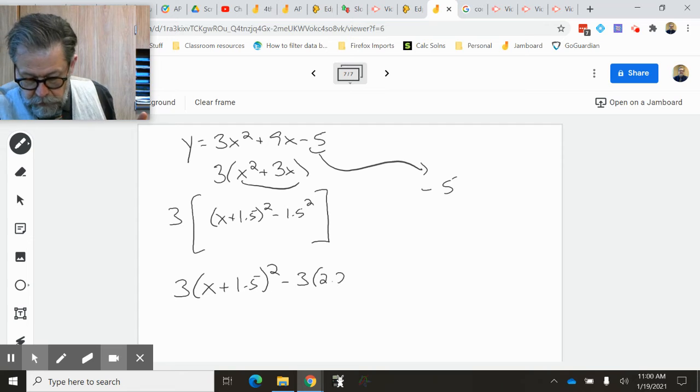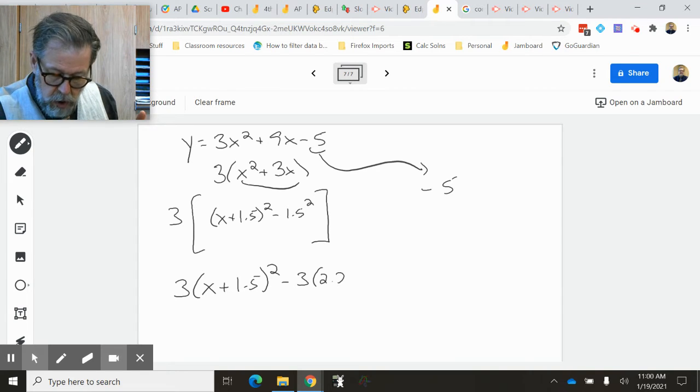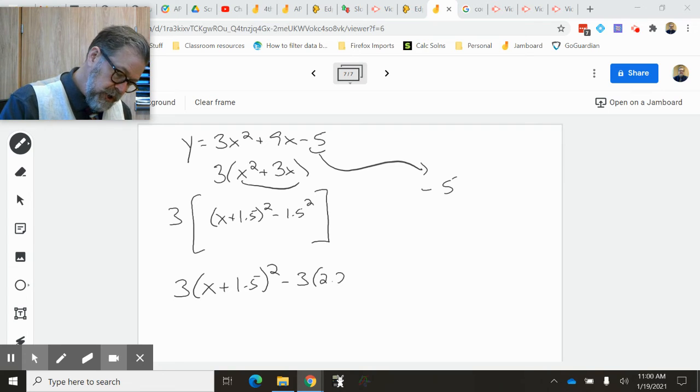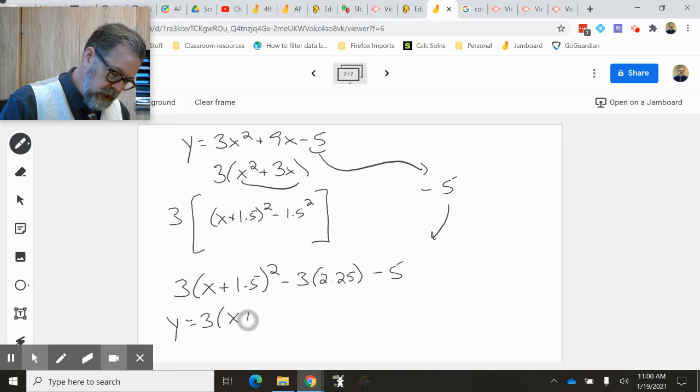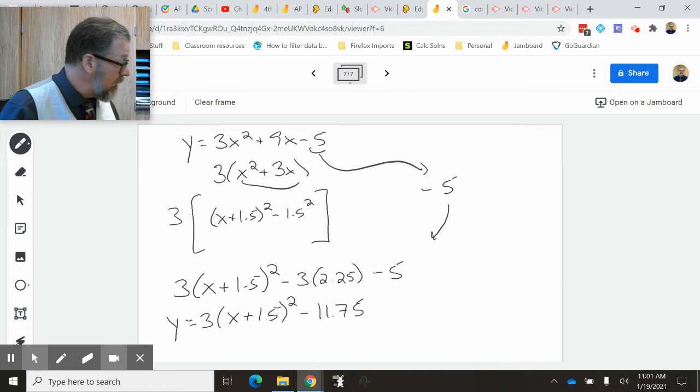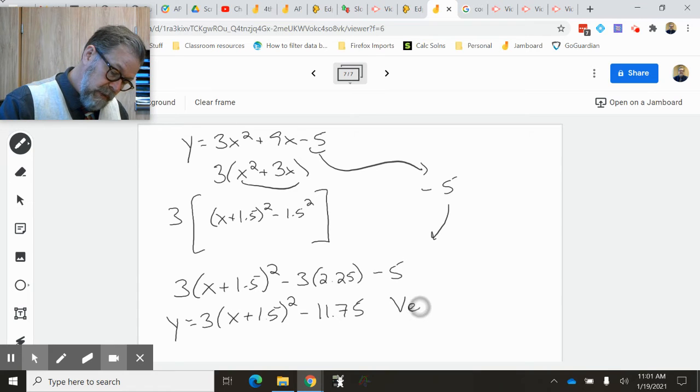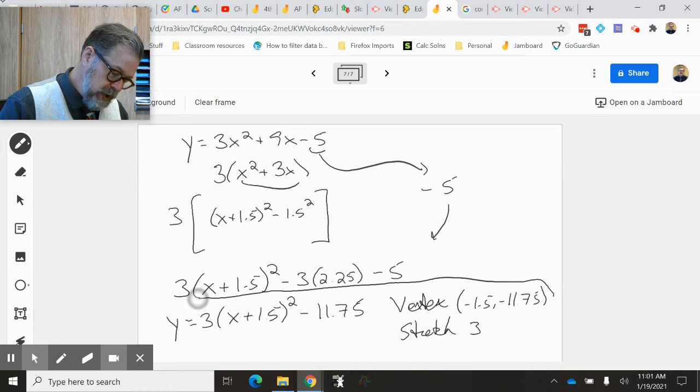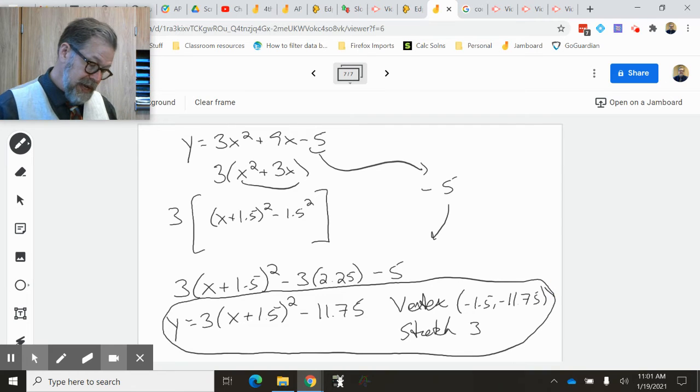Technology is great, except when it isn't. And then we'll bring down our minus 5, and we get y equals 3 parentheses x plus 1.5 all squared minus 6.75 minus 5 is minus 11.75, which tells me that my vertex is at negative 1.5 comma negative 11.75, and that I have a stretch factor of 3, and I could now, if I needed to, graph this very simply.